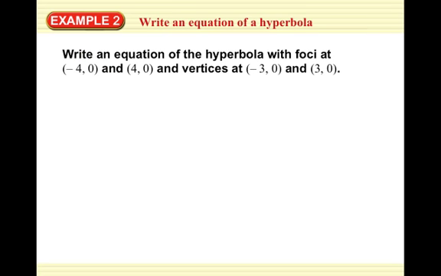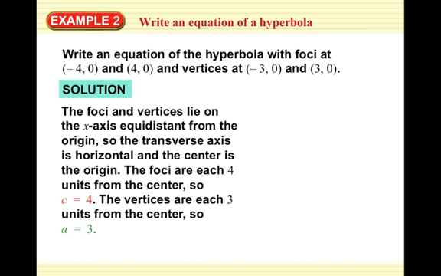All right, for example 2, we're going to write an equation of the hyperbola with foci at (-4, 0) and (4, 0) and vertices at (-3, 0) and (3, 0). Since the foci indicate a horizontal movement from the center, and so do the vertices, we know that this is going to be a horizontal hyperbola with a horizontal transverse axis.